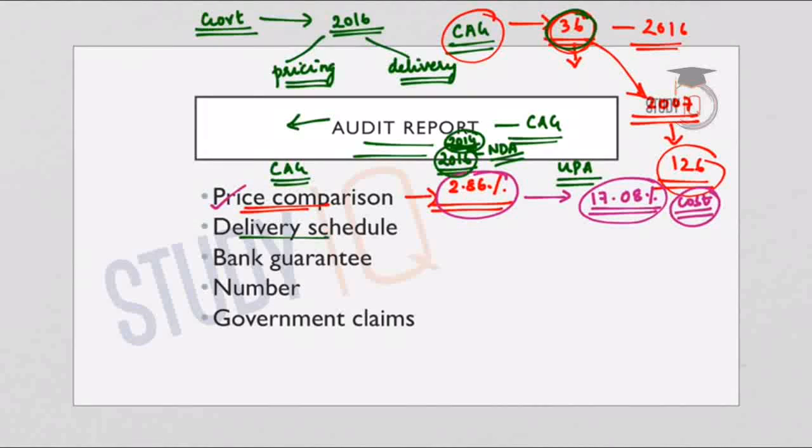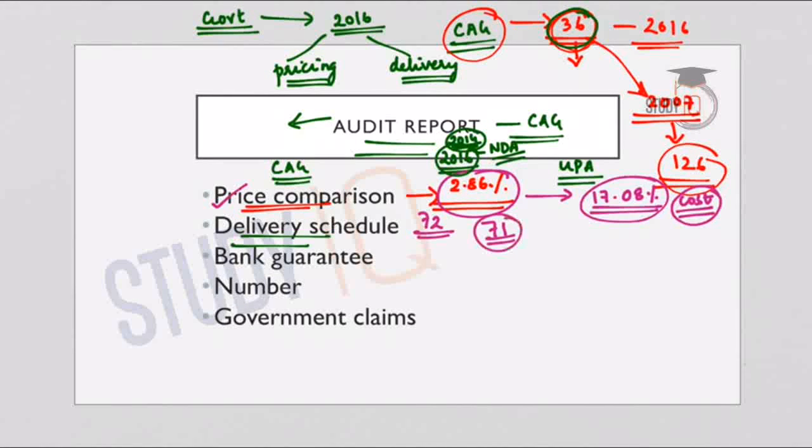Now secondly, coming to the delivery schedule, according to the CAG report, there was an improvement of 1 month in the 2016 contract. So in the earlier bid, 72 months were required. Now in the new bid in 2016, only 71 months are required. So there is a 1 month difference in the delivery schedule in the second bid, that is the 2016 intergovernmental agreement between the Indian government and the French government. So in terms of delivery schedule also, the CAG report highlights that the second deal is better than the first one.